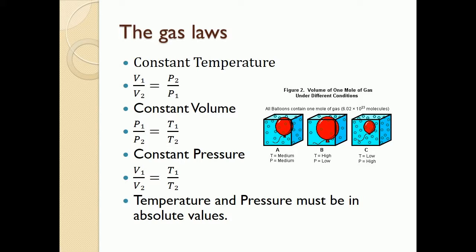The gas laws are, at constant temperature, V1/V2 equals P2/P1. At constant volume, P1/P2 equals T1/T2. And at constant pressure, V1/V2 equals T1/T2. Temperature and pressure must be in absolute values.